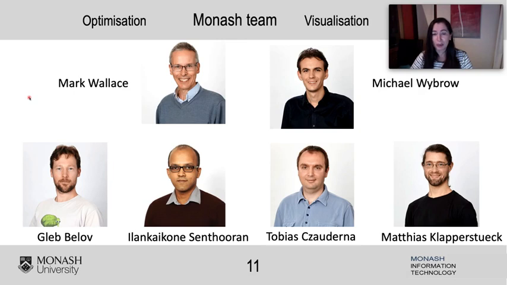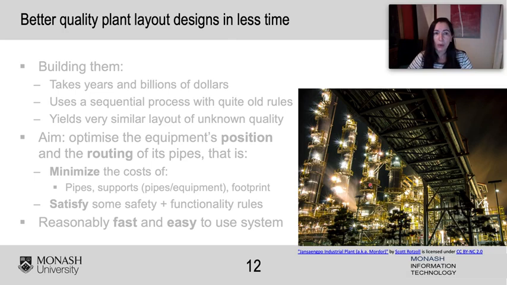And you can see that there are two teams. There's a team on optimization and there's a team on visualization. And we'll see why this is so important. Okay, so what is the point of this application? Well, it's to produce better quality plant layout designs, so to build the layout of the plant in less time.